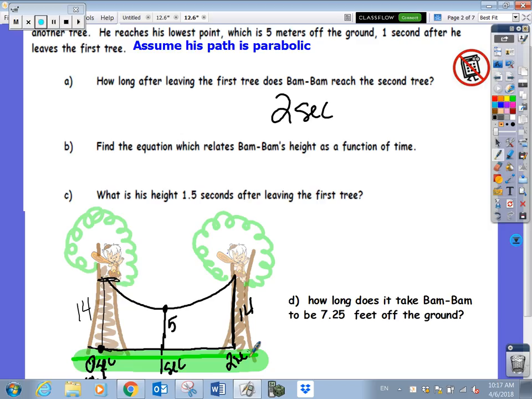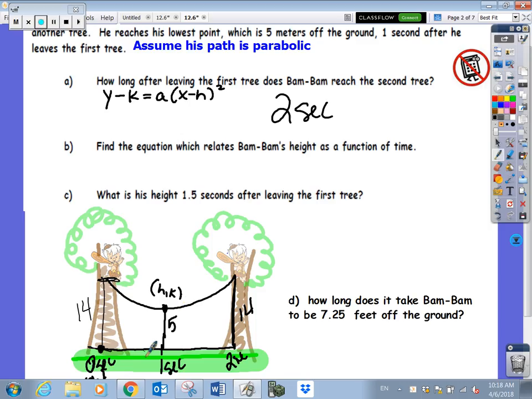Now, we want to write an equation that relates Bam Bam's height as a function of time. But first, we just want to write our parabola in the conic form that we know. It's a parabola that faces up, so that's going to be y minus k equals a times x minus h squared. That's what we've been doing. We know a is positive because the parabola we drew is facing up. Now, this is the vertex. The vertex is (h, k).